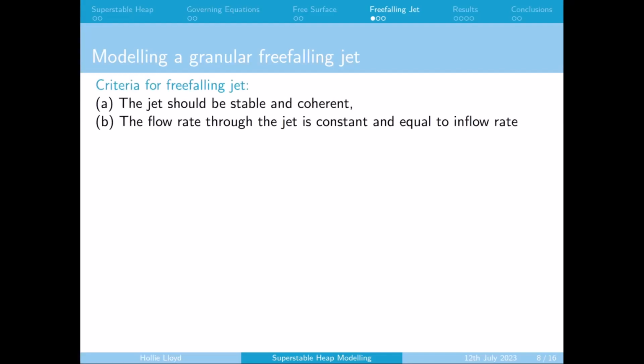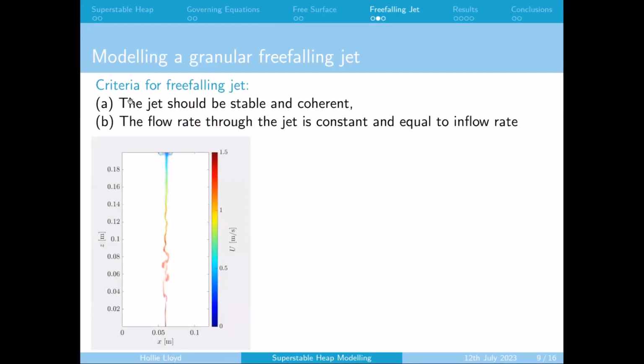So with that in mind, we said that our criteria for the jet is that we need it to fall stably and coherently. So we don't want it to be moving all about the domain. We want to control where that material is delivered to our domain. And we also need to make sure that the flow rate is conserved throughout the jet so that when we apply a flow rate at the inlet, that flow rate is also what is being received by the heap. So if we just take and we inject into our numerical domain a pure granular phase jet, you can see that we're straight away not satisfying this first criteria. Our jet is not stable and coherent, and it's sort of becoming unstable and moving around.